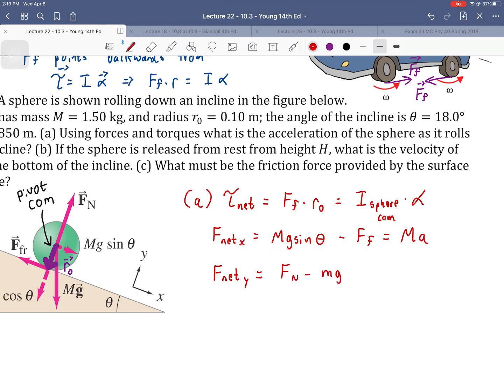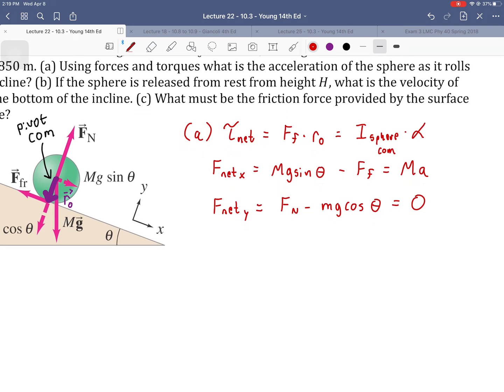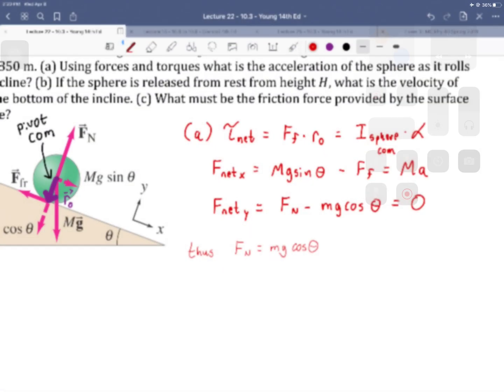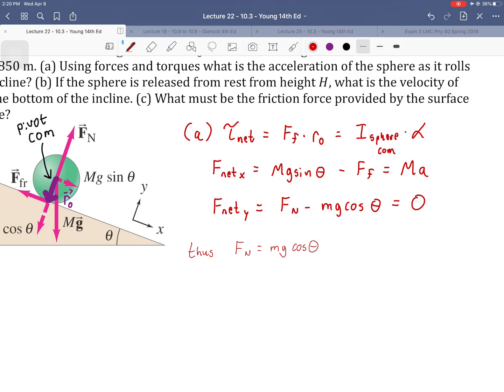Then we also have F net y, which will help us solve for the friction force. F net y is simply going to be Fn minus mg cosine theta, and that's equal to 0 because there is no acceleration in the y translational direction. So let's use our equations to simplify friction. I'll leave our key equations in the large pen, then we'll move on. Thus, Fn equals mg cosine theta, again just from our sum of forces in y.